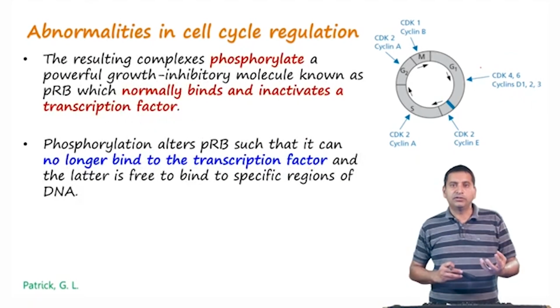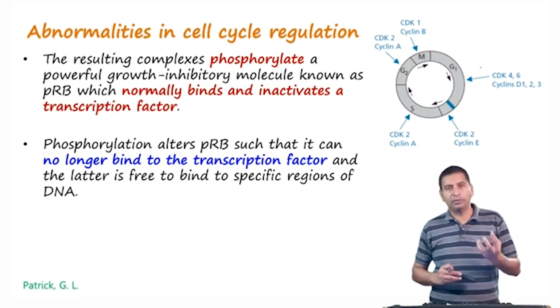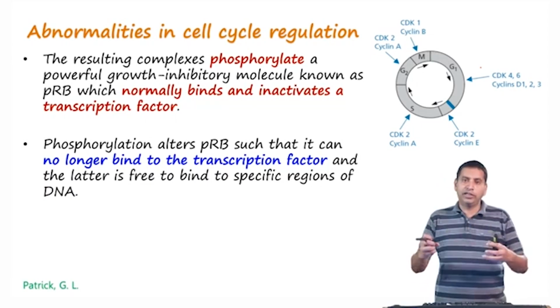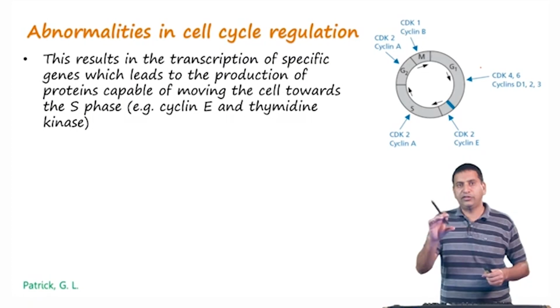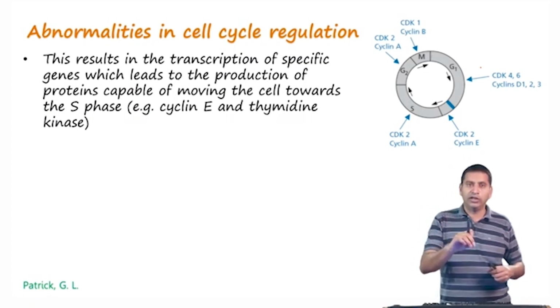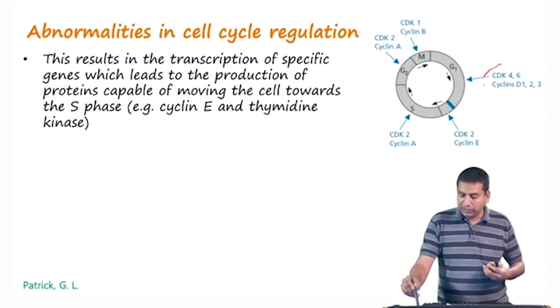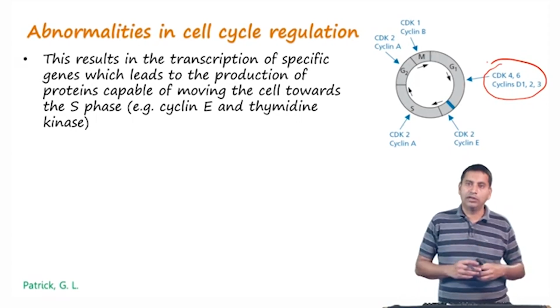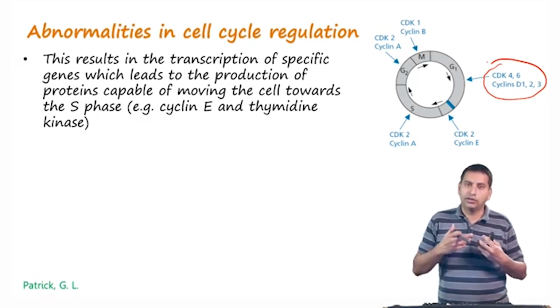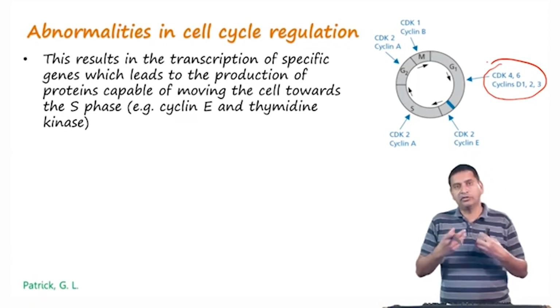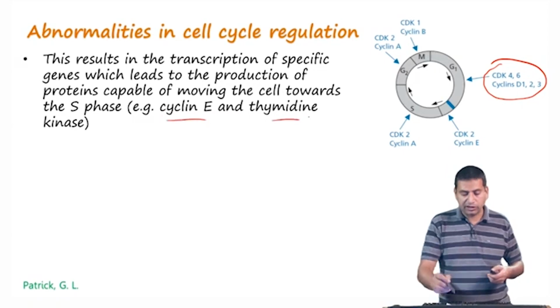The resulting complexes phosphorylate a powerful growth inhibitory molecule known as pRB, which normally binds and inactivates a transcription factor. Phosphorylation alters pRB such that it can no longer bind to the transcription factor, and the latter is free to bind to specific regions of DNA. This results in the transcription of specific genes which lead to the production of proteins capable of moving the cell towards the S phase. So the cascade is initiated by cyclins binding to CDK, which leads to phosphorylation, which then leads to transcription of specific genes producing proteins that move the cell towards S phase. Examples here are cyclin E and thymidine kinase.